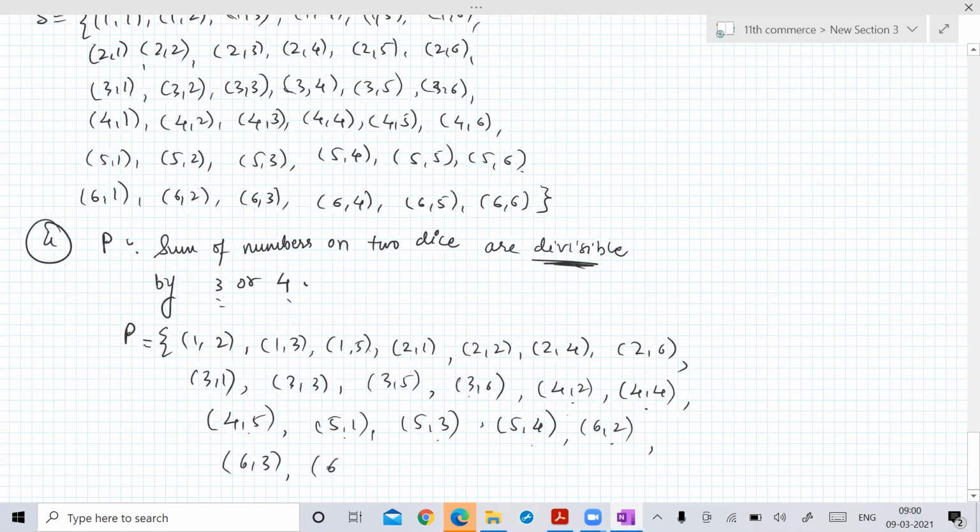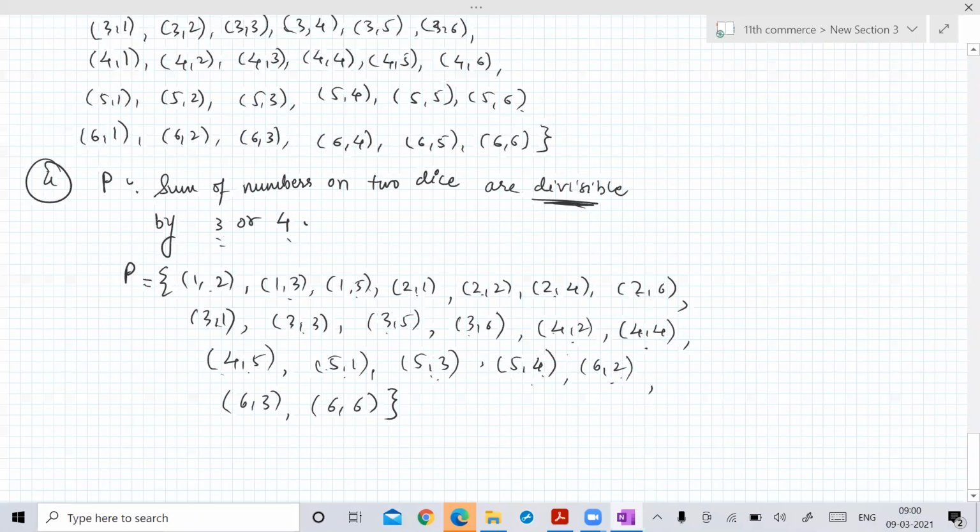6,3 is 9, divisible by 3. Check how many pairs: 1, 2, 3, 4, 5, 6, 7, 8, 9, 10, 11, 12, 13, 14, 15, 16, 17, 18, 19, 20. Some pair was missed out. Okay, so this is your P event.